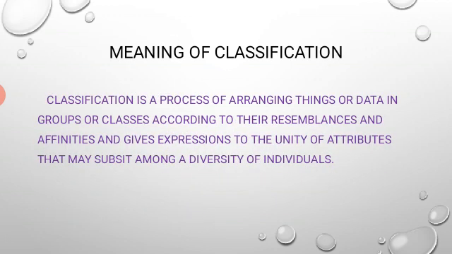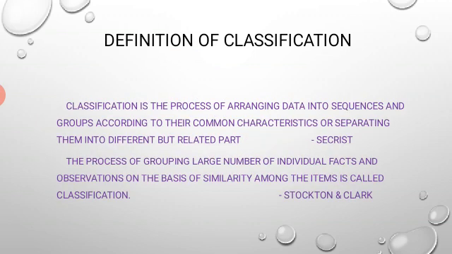Meaning of classification. Classification is the process of arranging things or data in groups or classes according to their resemblance and affinities and gives expression to the unity of attributes that may subsist among a diversity of individuals. Definition of classification. Classification is the process of arranging data into sequences and groups according to their common characteristics or separating them into different but related parts. The process of grouping a large number of individual facts and observations on the basis of similarity among the items is called classification.